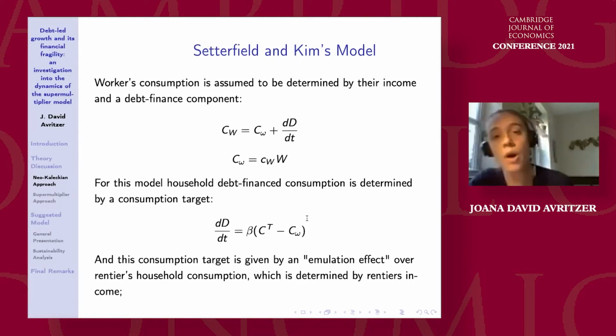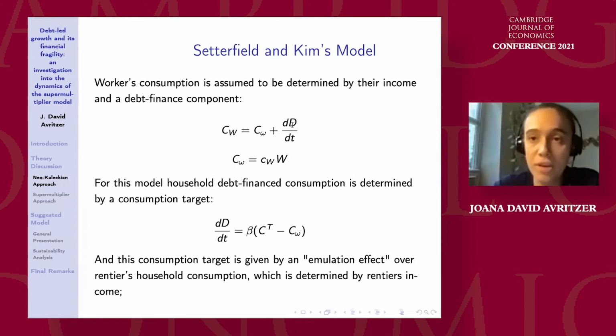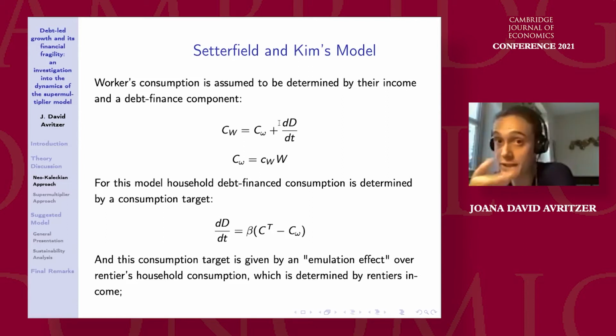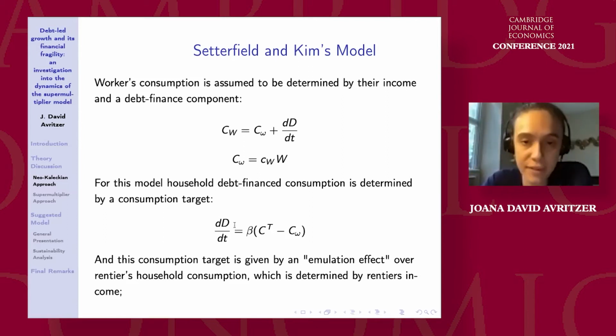Now, in the Setterfield and Kim model, we have something similar. So we have the workers' consumption being partially explained by workers' current income, and then a part of it is debt finance. But in the case of the Setterfield and Kim model, what we have is that this debt finance component is explained by a consumption target, and then this consumption target is explained by a type of emulation effect. So it's this idea that households will use credit to consume because they are trying to keep up with rentiers' household consumption. And so they are trying to emulate their consumption. And so you endogenize this consumption target to rentiers' current income, so that in the end, once again, we have workers' consumption being fully determined by current income.